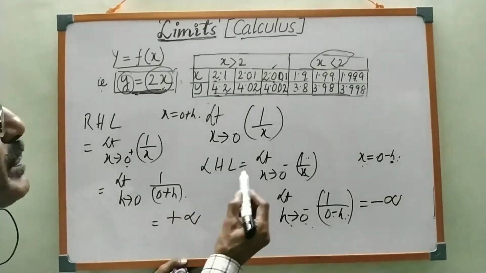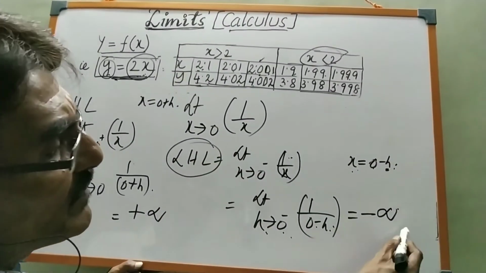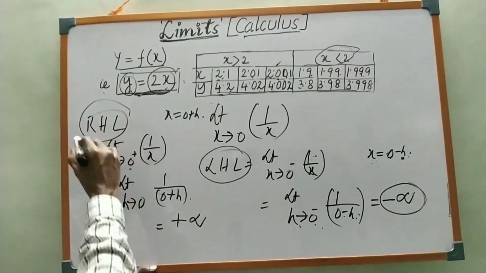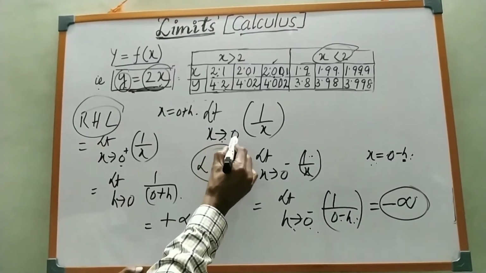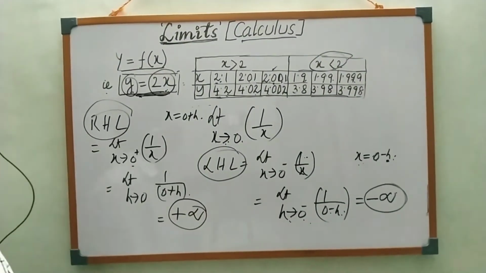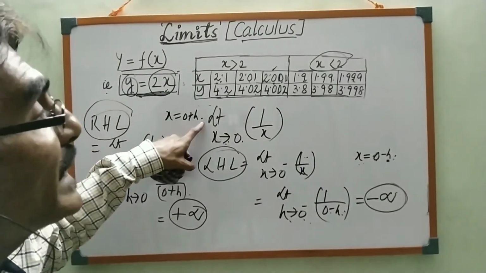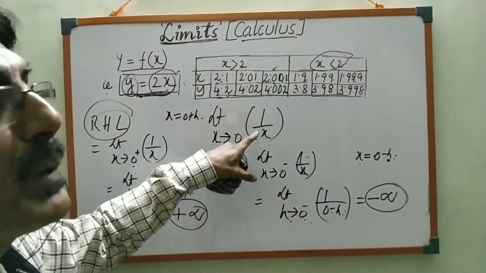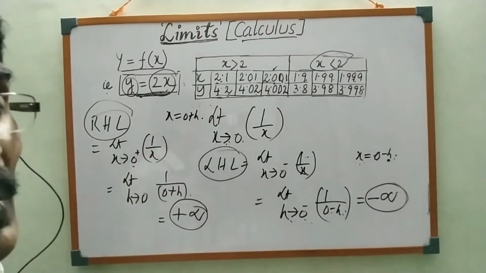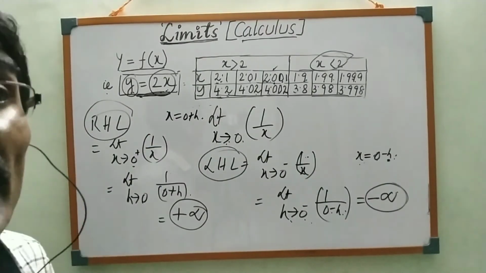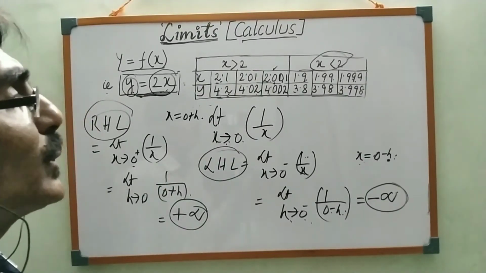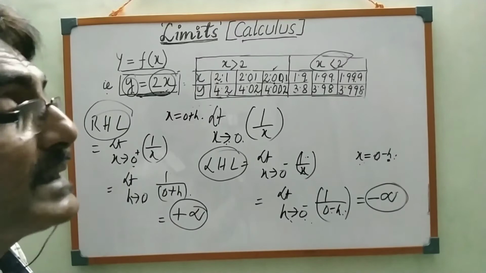So what is the left hand limit value? Left hand limit value is negative infinity. What is the right hand limit value for the function provided, limit x tends to 0? It is plus infinity. Both are unequal. So limit x tends to 0 of 1 by x does not exist, because both the left hand limit and right hand limit are not equal. When they will be equal, I told you the limit should exist.